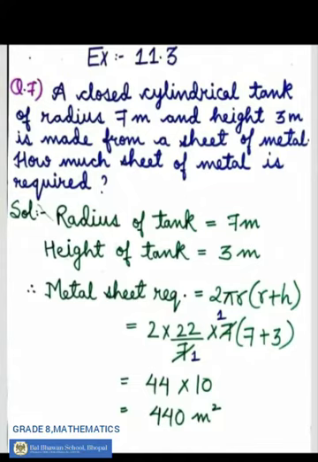The question says that a closed cylindrical tank of radius 7 meters and height 3 meters is made from a sheet of metal. How much sheet of metal is required? Now you have to calculate the area of sheet required, because the cylindrical tank is made up of metallic sheet. So to calculate the amount of sheet required, we need to calculate its total surface area. We need to calculate the total surface area of a cylindrical tank.